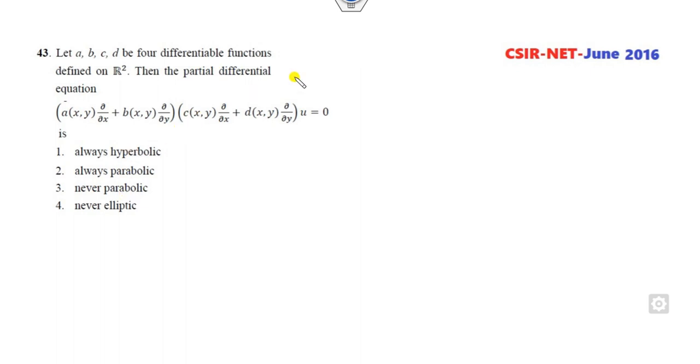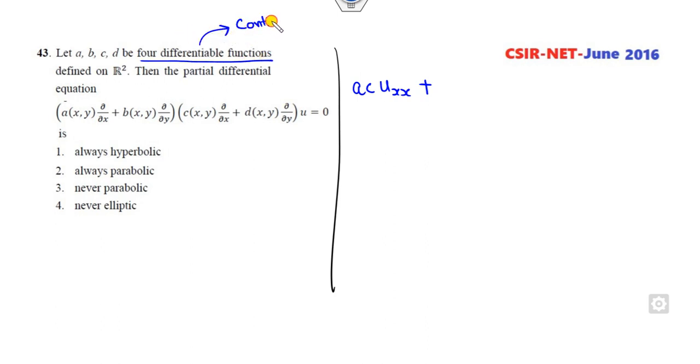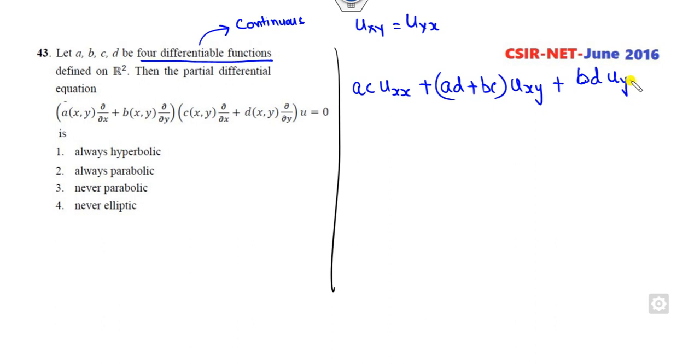Consider the partial differential equation, again hyperbolic, parabolic and so on. You can open the bracket first. So this is AC uxx. These are given to be differentiable functions. Once a function is differentiable, it means it is also continuous. And by Young's theorem, the mixed partials are the same when it is a continuous differentiable function. So I can open this bracket: ED plus BC of uxy plus BD of uyy is 0. Then how can you check that? This is A, this is B, this is C. So we can start from b square minus 4ac.